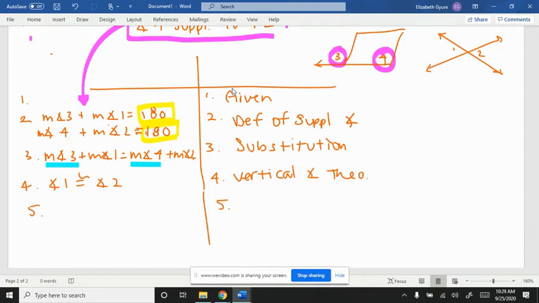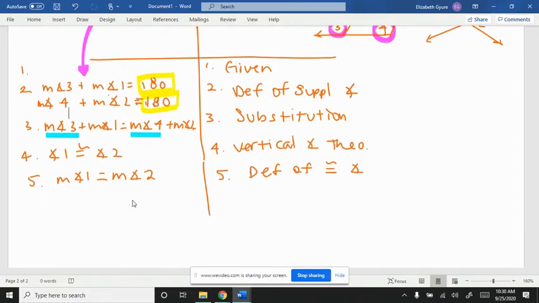Okay. So we're going to say that the measure of angle 1 equals the measure of angle 2. That is the definition of congruent angles, right? If the two angles are congruent, then they have equal measures. Now I know these are equivalent and I can apply my subtraction property of equality and I can subtract them out. So the measure of angle 3 equals the measure of angle 4 because I subtracted those. So subtraction property. Make sure you put property on that one.